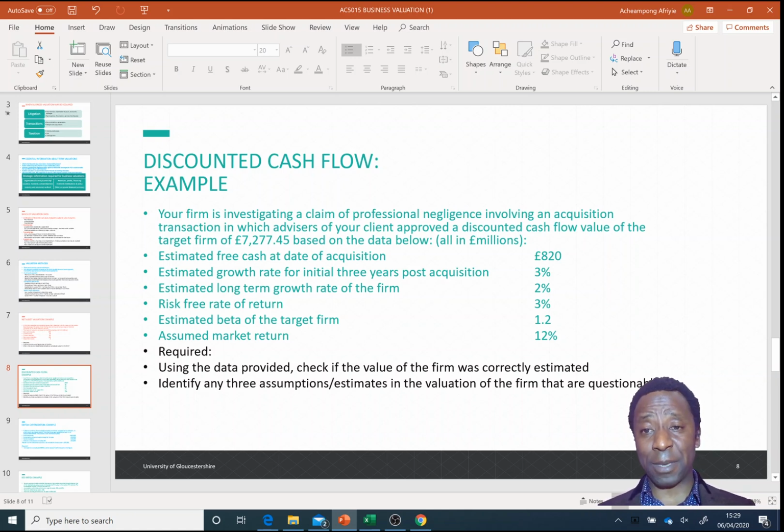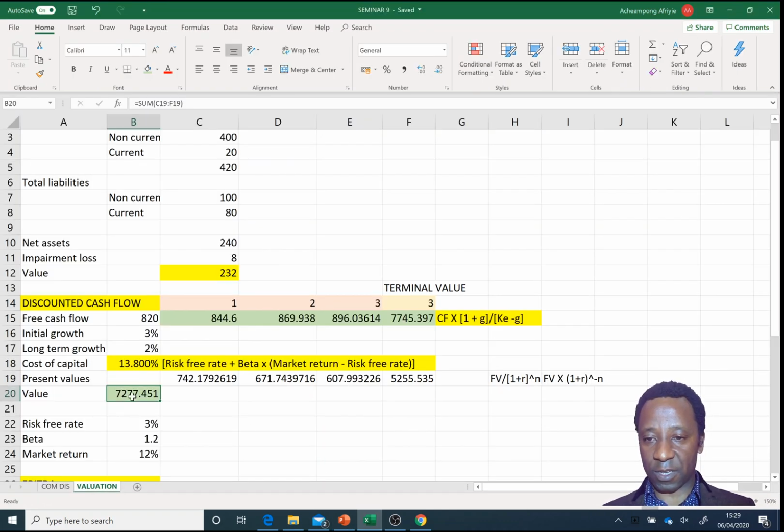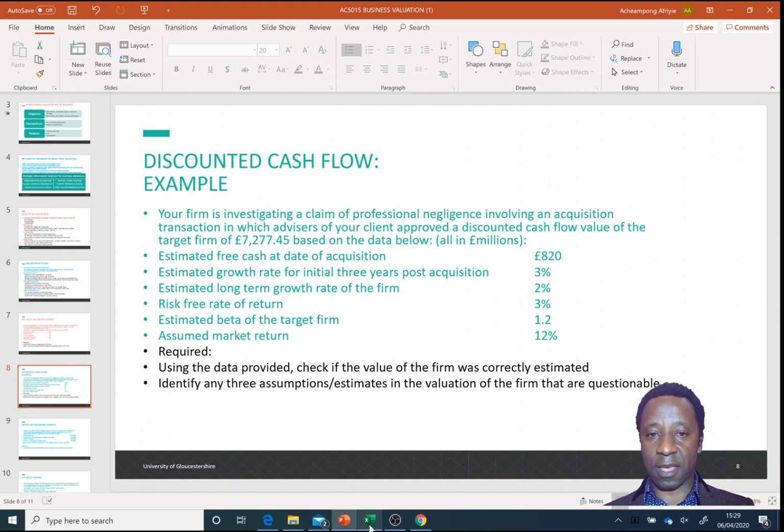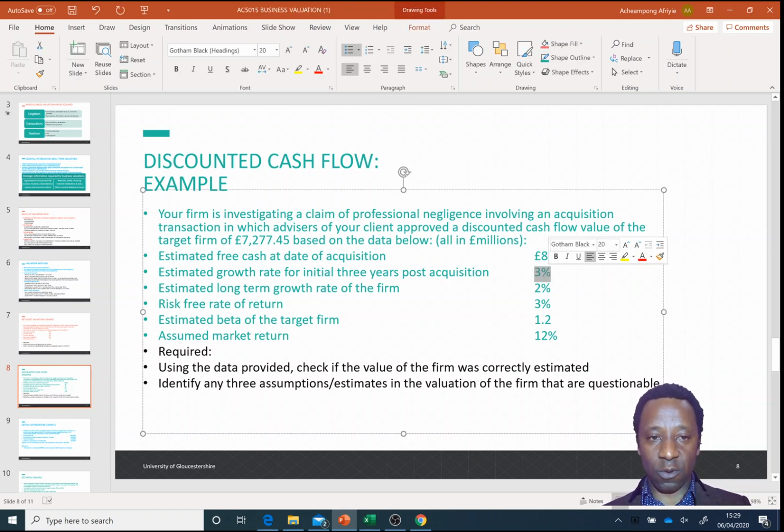Remember the old saying, garbage in, garbage out, right? So we're not saying that this is correct, right? The correctness of the figure we've just got depends on the inputs. And you can see there have been a lot of estimates that have gone into this. For example, how did they estimate the initial growth rate? That one. What's the basis of that? Does that fit the past trends and the future trends? How did they estimate the long-term growth rate?